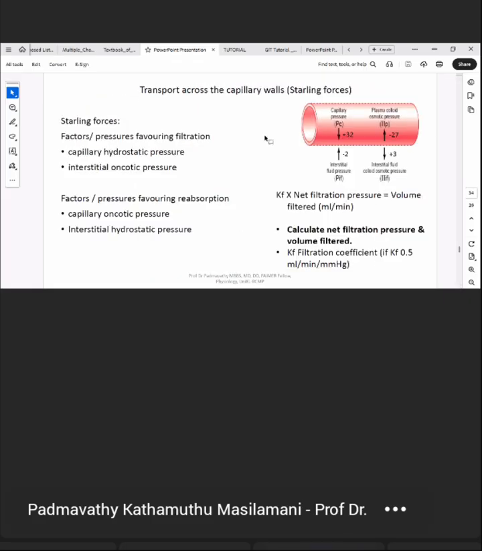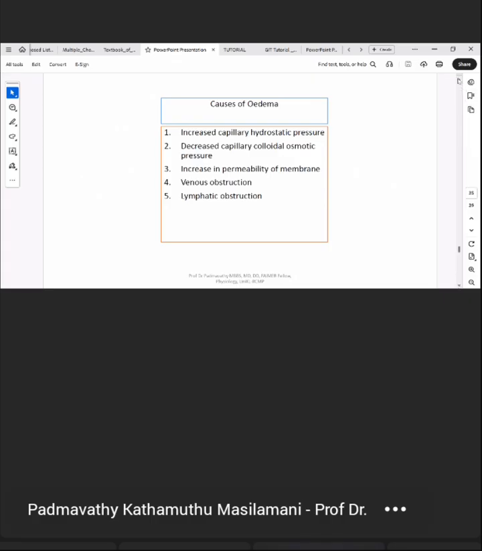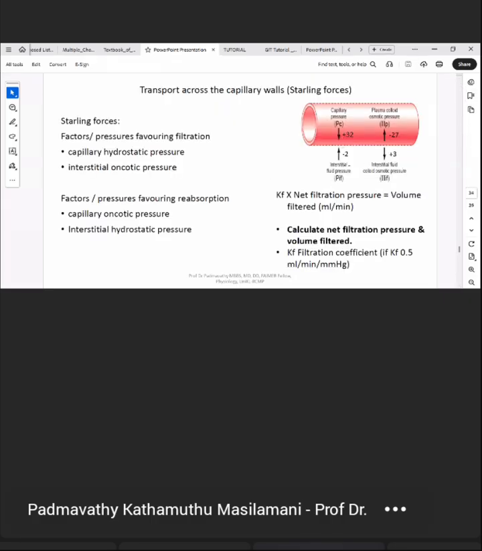Okay, the capillary fluid shift. Capillary fluid shift is important because you just see the diagram properly. Arrow mark down means it is filtration. Arrow mark up means it is reabsorption. Okay, so you can add the up arrows and you can add the down arrows. Down arrows means these two. Up arrows means these two. Down arrows means it is filtration. Up arrows means reabsorption. So you can add these two values and you can add these two values.